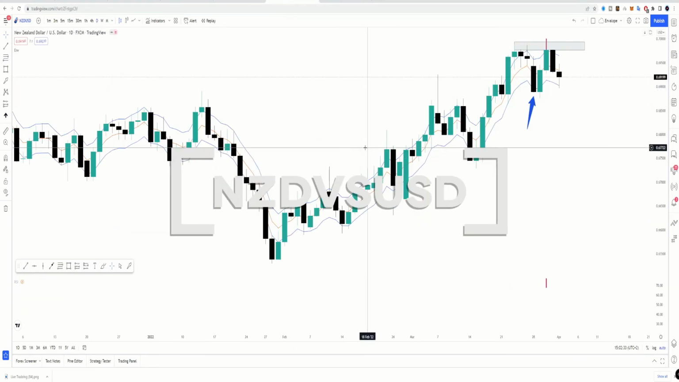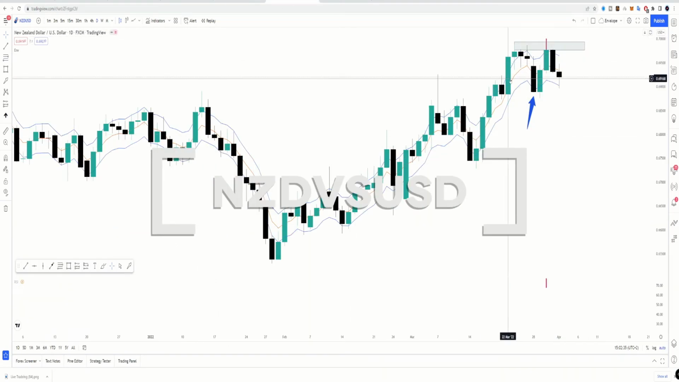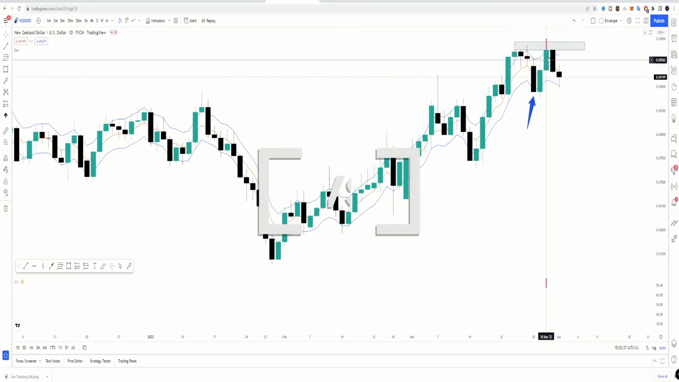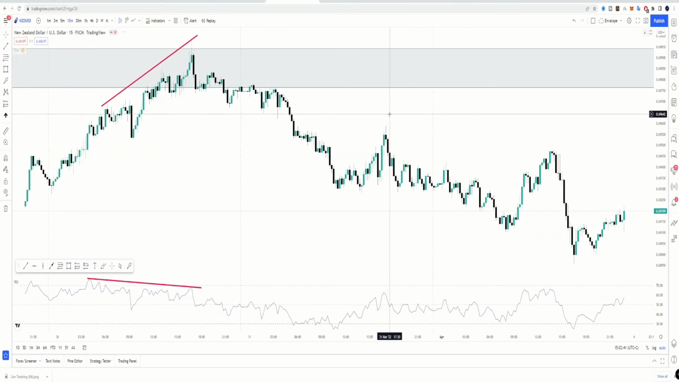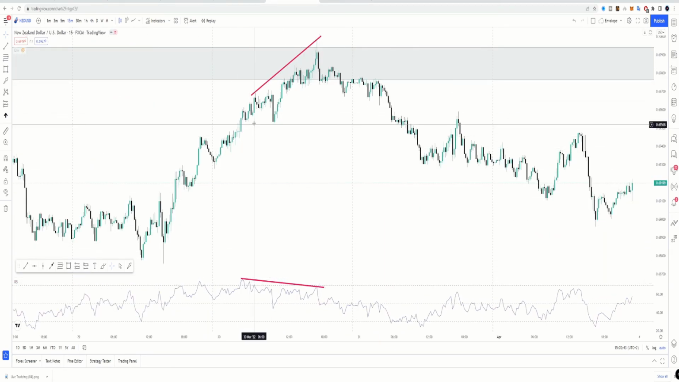And then for the New Zealand dollar, the same thing. We have prices coming up. There's an excursion beyond the mean on the 15-minute, and then we find ourselves with a nice trend going all the way up. But as the trend is going up, the RSI is pointing downward. So that again is another setup.